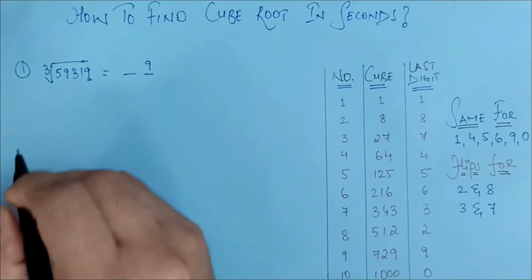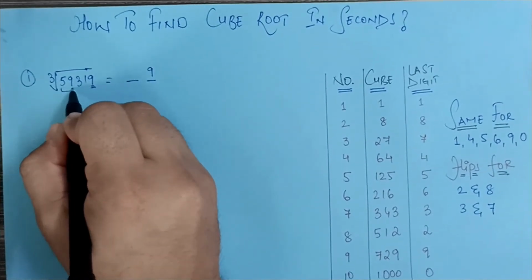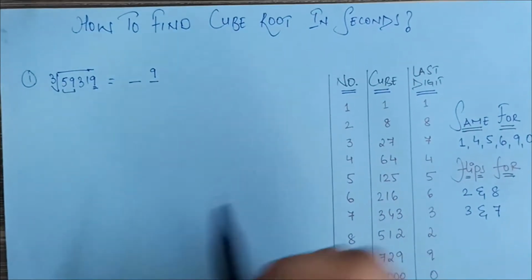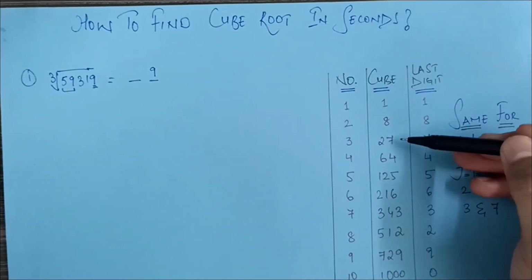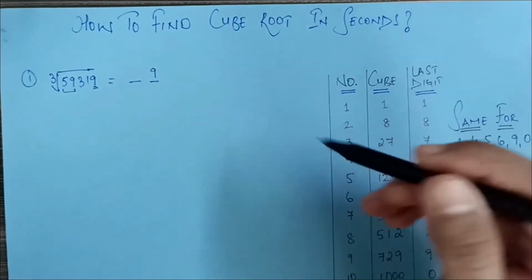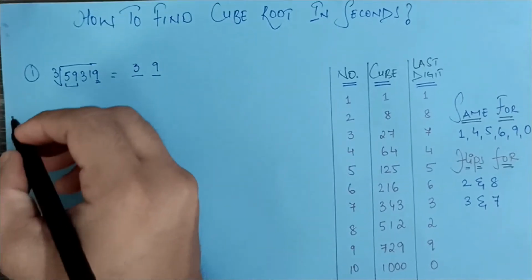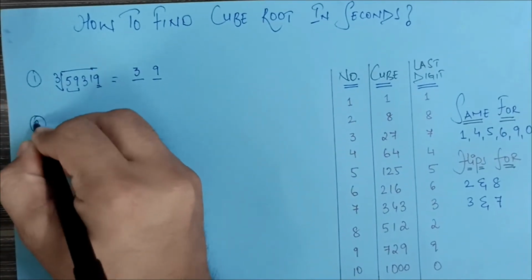Now, let's try to find the first digit of its cube. To do that, we have to ignore the last 3 digits and check the rest of the digit. Over here it is 59. Now 59 falls between the cubes of 3 and 4, but the smaller number is 3. Hence, we have to take 3 in this case. Hence, the cube root of 59,319 is 39.